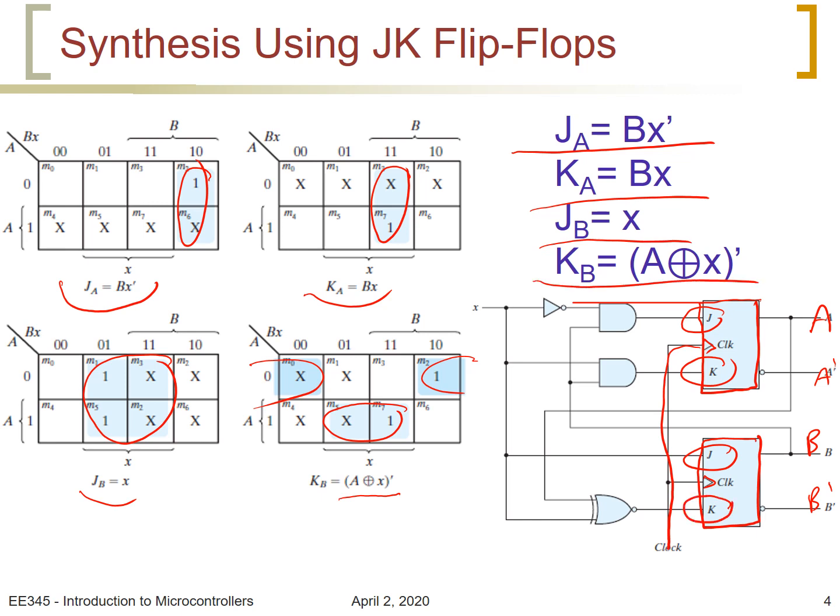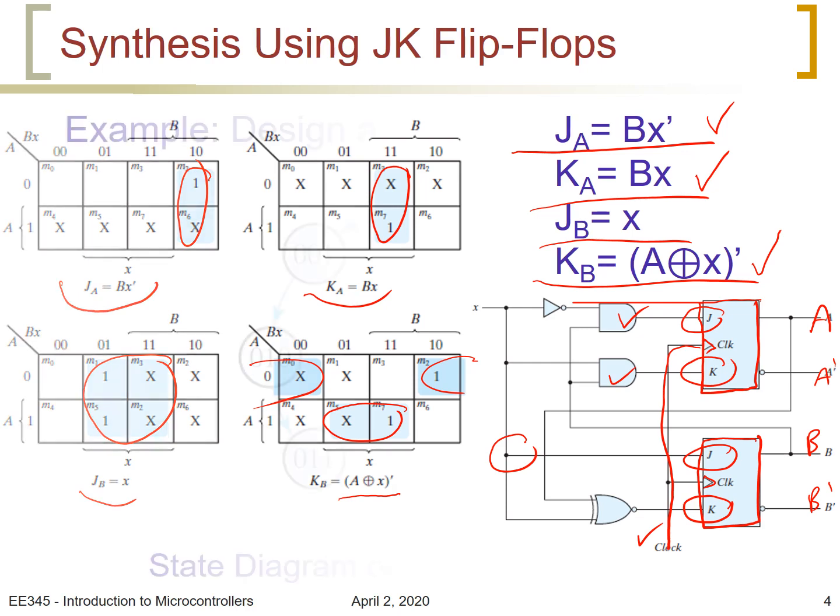And we see that we need two AND gates here for JA and KA respectively, and we need one exclusive NOR gate for KB, and JB needs only X, nothing more needs to be done. And this completes the design for the JK flip-flops. You need to exercise more on this.